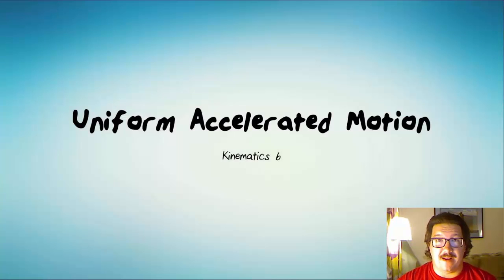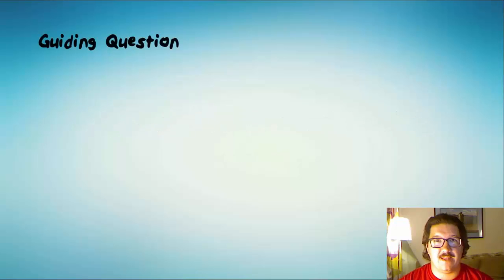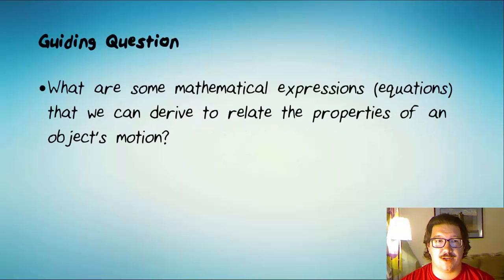The sixth lesson in kinematics is called uniform accelerated motion, and the guiding question for this lesson is, what are some mathematical expressions that we can derive to relate the properties of an object's motion? I want to start with a disclaimer. I'm going to show you how we can take the three equations that we already know and manipulate them and combine them to form three new equations so that we can see different ways that displacement, velocity, acceleration, and time are related to each other.